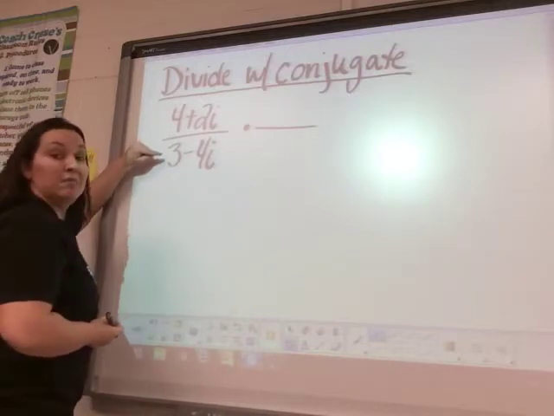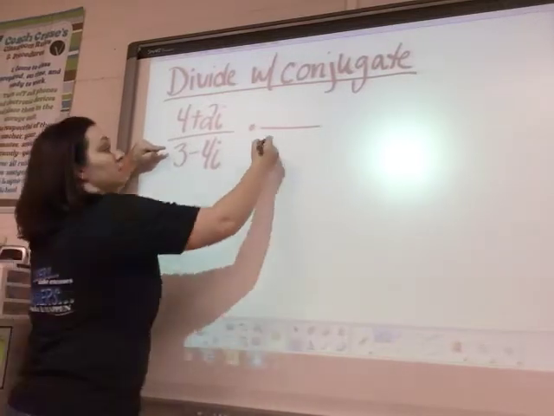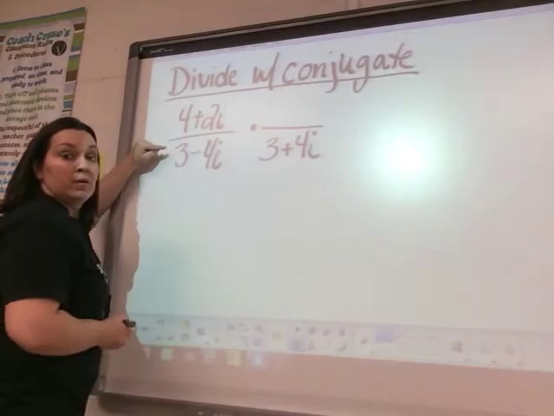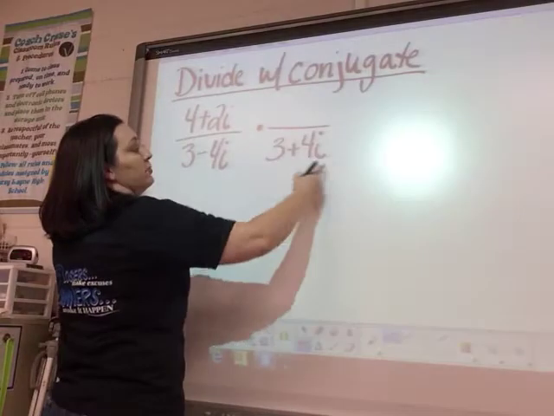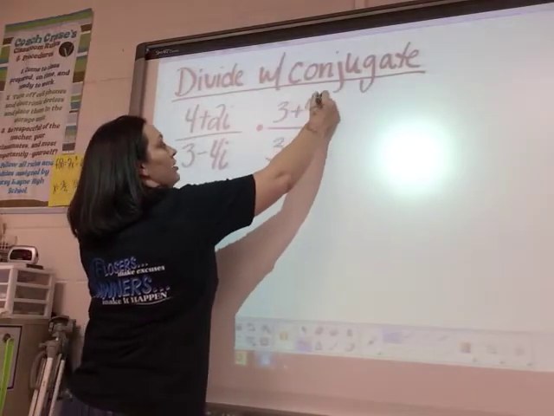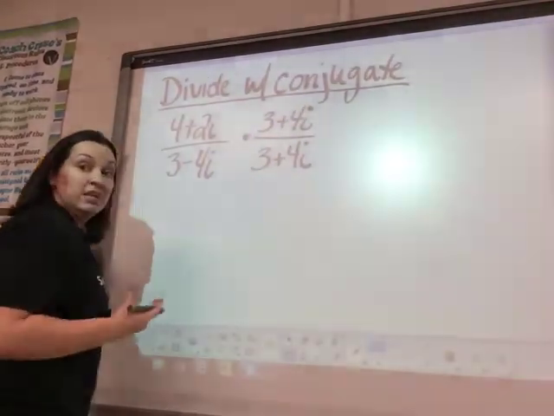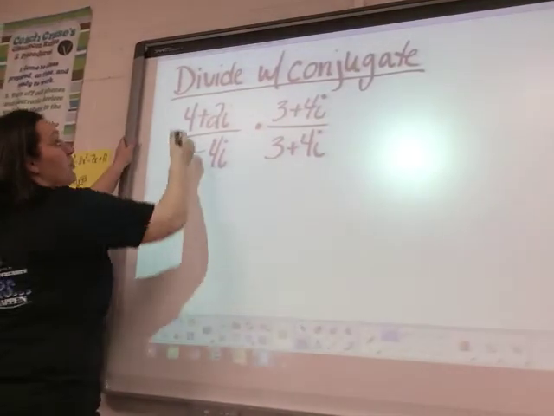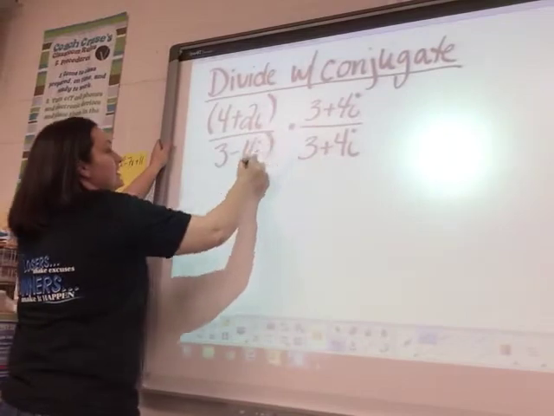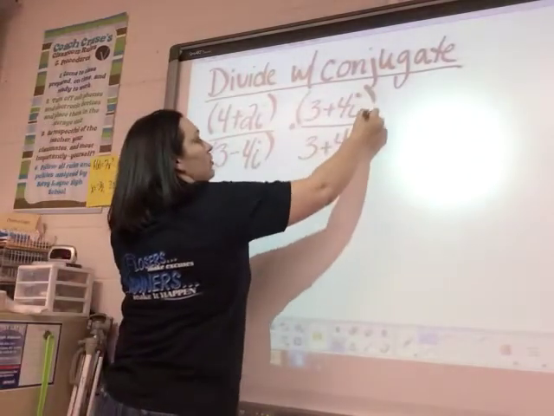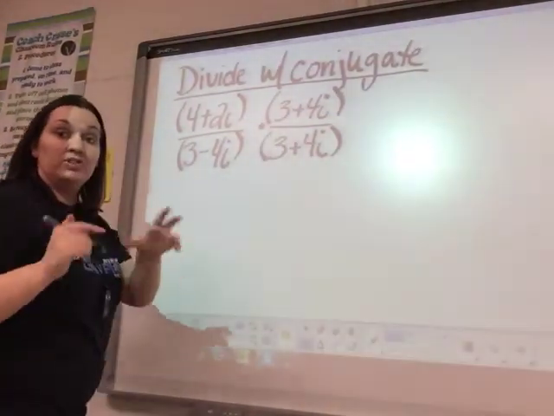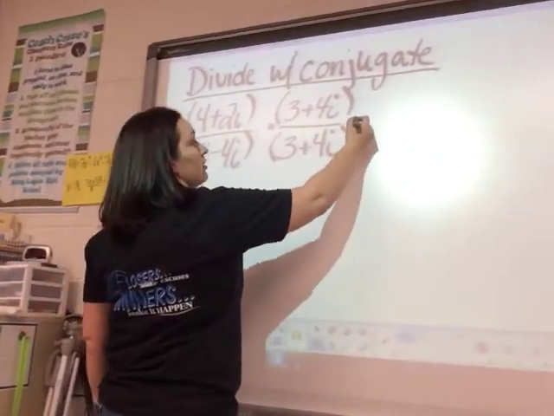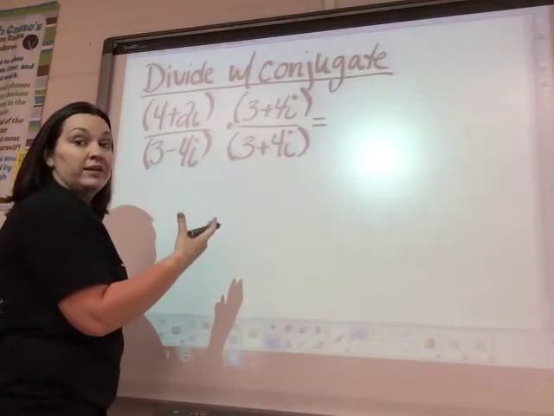So if I have 3 minus 4i, my conjugate's going to be 3 plus 4i. Well, if I multiply my denominator by 3 plus 4i, I better multiply my numerator by 3 plus 4i, just so it can be mathematically equivalent. Now, I prefer to go back and put parentheses on here, just so it makes more sense that I'm going to FOIL, which again is just distribute twice. I'm going to FOIL my numerator. Then I'm going to FOIL my denominator.